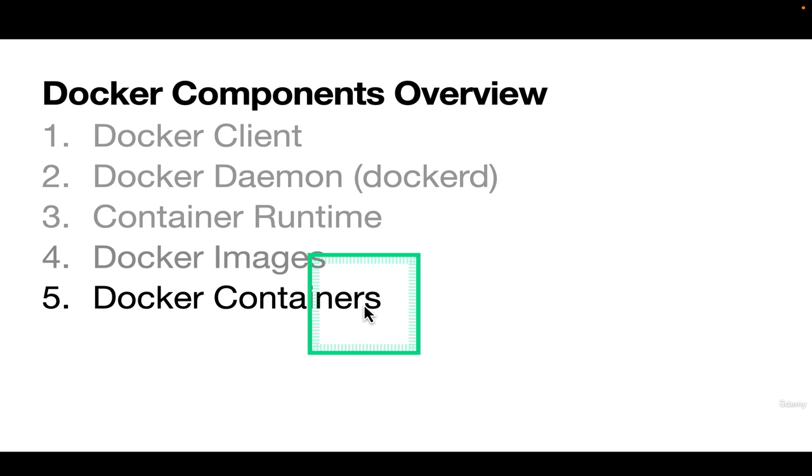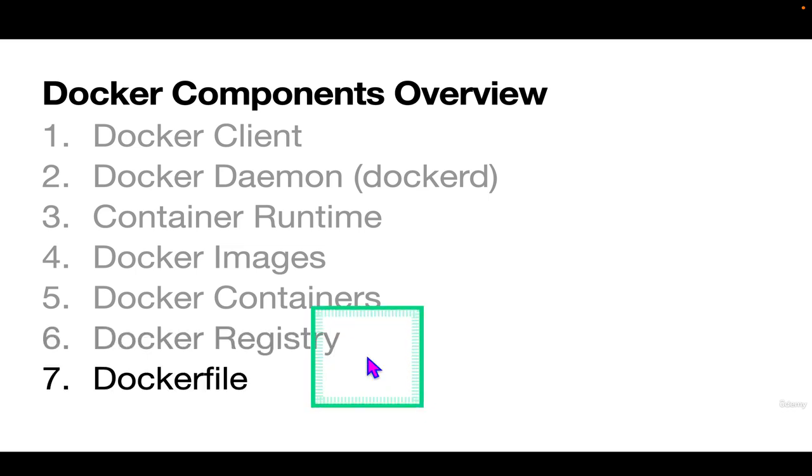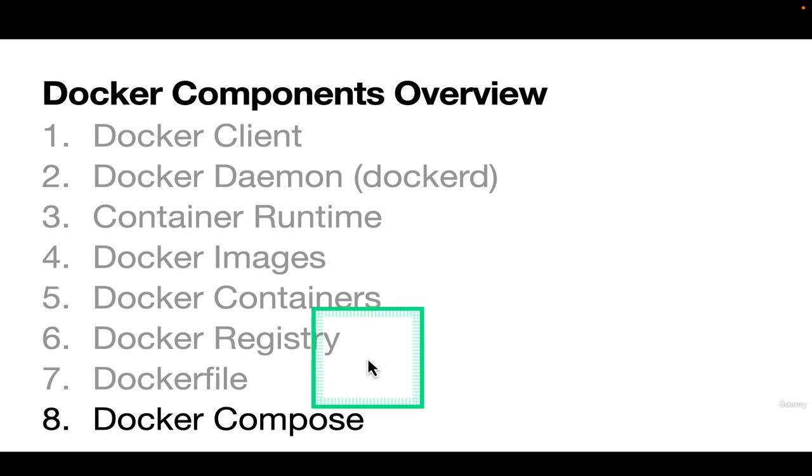Docker containers are lightweight, isolated environments created from Docker images. Docker Registry is a centralized service for storing and distributing Docker images, like Docker Hub. Dockerfile is a script with instructions for building a Docker image. Docker Compose defines and runs multi-container Docker applications using a YAML configuration file.